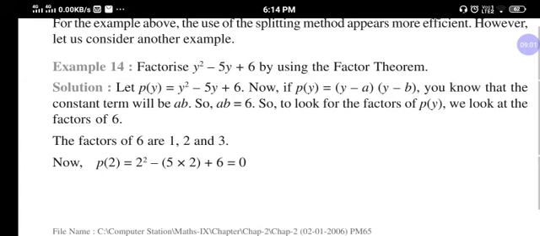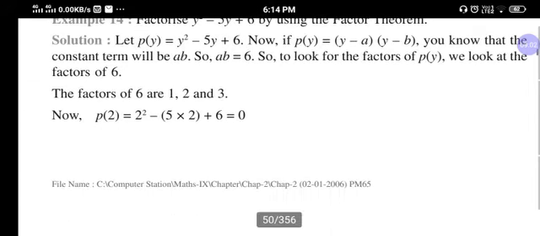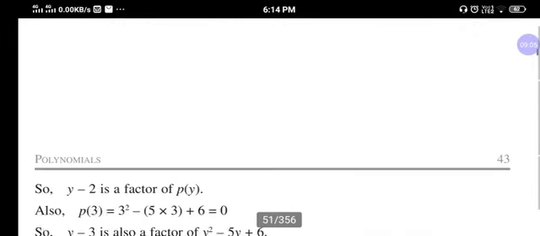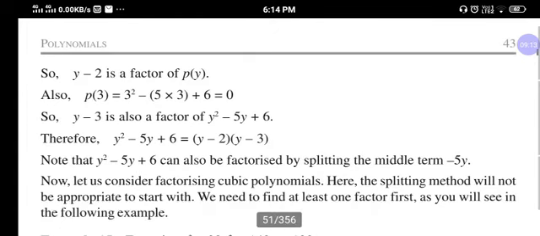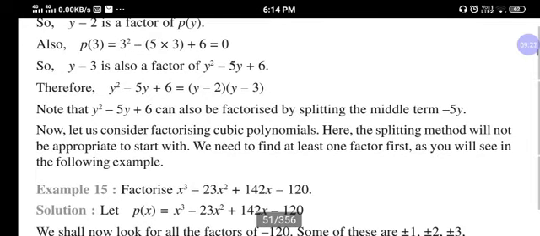So p of 2 is equal to 2 square minus 5 into 2 plus 6, which is equal to 0. So y minus 2 is a factor of p of y. Then for 3, y minus 3 is also a factor. So the factors of this polynomial y square minus 5y plus 6 are y minus 2 and y minus 3. But we must do our splitting method in the exam, then we go for the easy one.